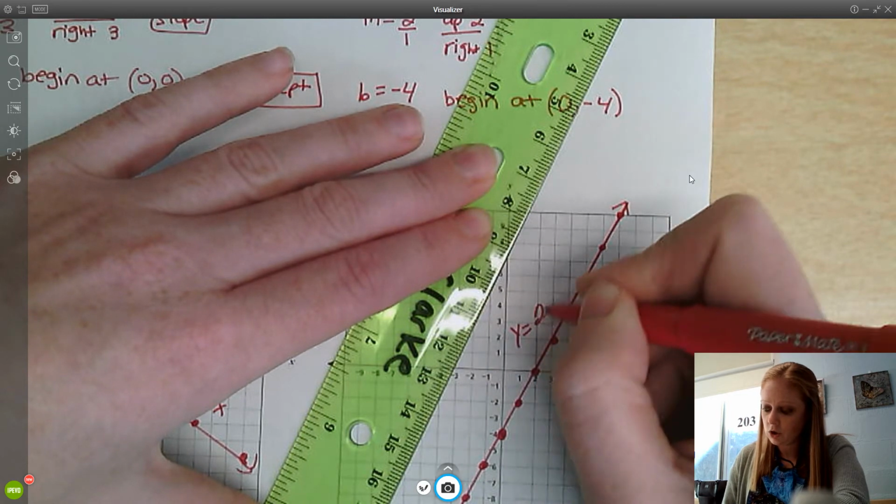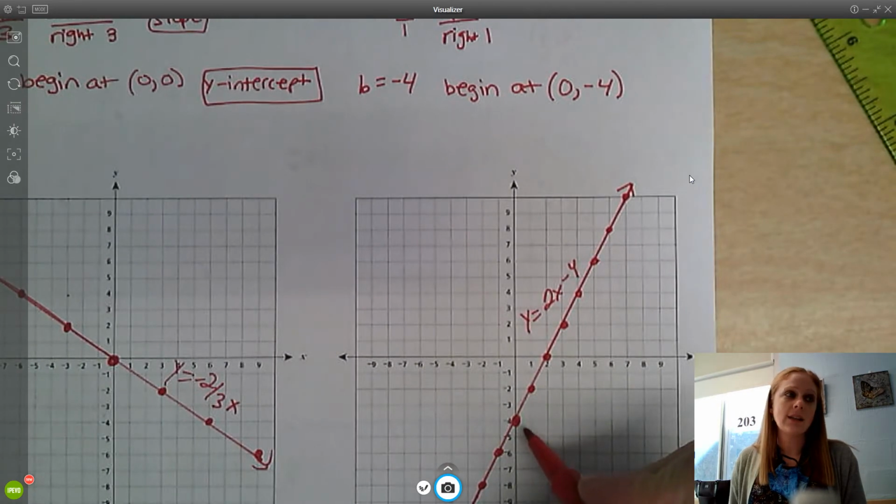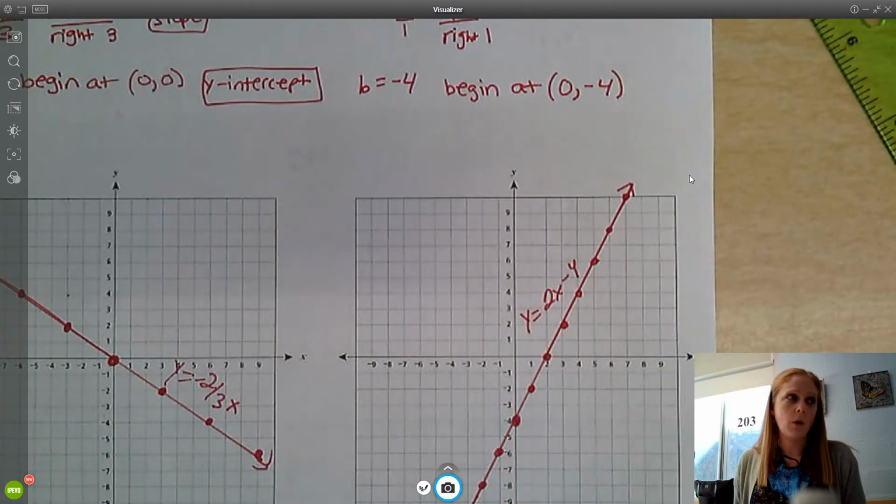y equals 2x minus 4 goes through negative 4 on the y-axis, and the slope is 2 over 1.